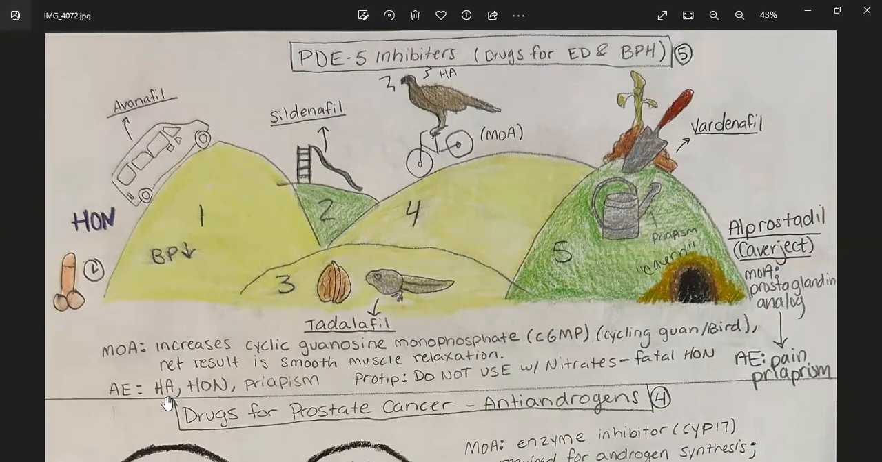And then other adverse effects are headache. So the guan has a headache with the symbols around its head. And then hypotension. And then this is a huge key here. Do not use these with nitrates. It can cause fatal hypotension. And so just to give some examples, if you have a patient who comes into the ER with chest pain, you are not going to give them nitroglycerin if they have taken this drug recently.